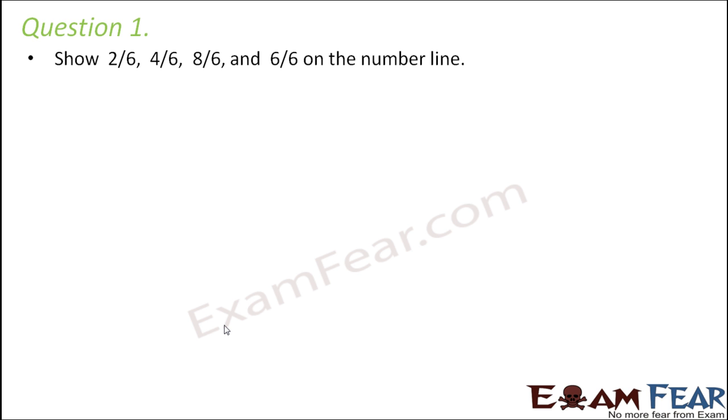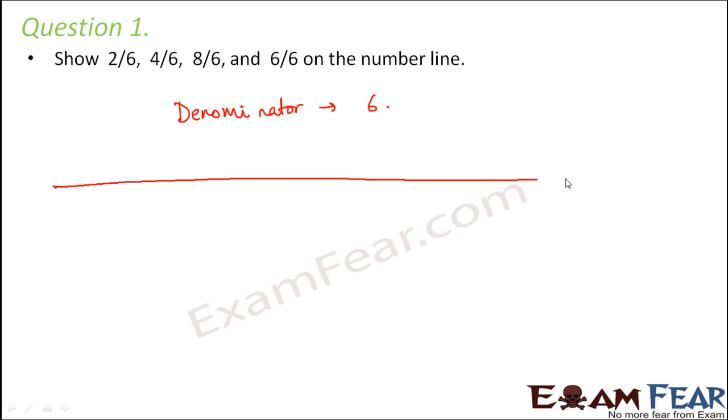Now in order to represent anything on the number line, we focus on the denominator first. Right? So the denominator in this case is 6. Therefore, we will divide each block into 6 equal parts. So let's say this is 0, this is 1, this is 2, this is 3, 4 and so on.